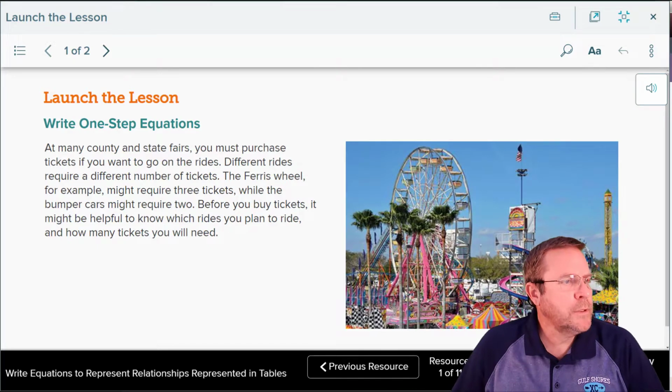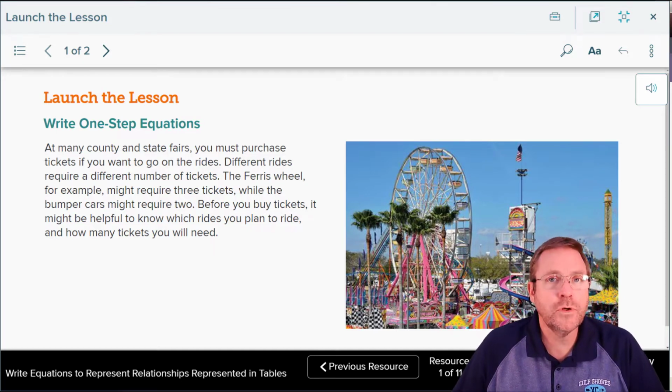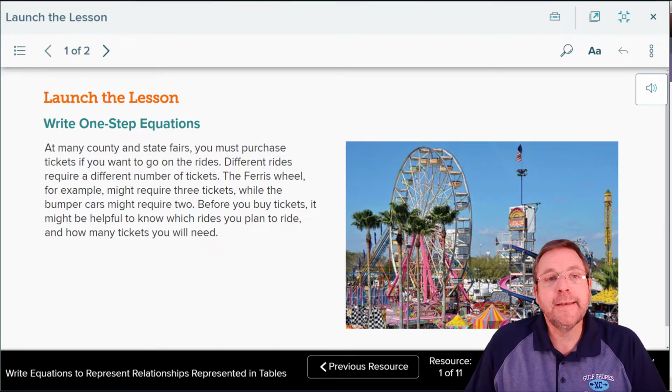At many county and state fairs, you must purchase tickets if you want to go on the rides. Different rides require a different number of tickets. The Ferris wheel, for example, might require 3 tickets, while the bumper cars might require 2 tickets. Before you buy tickets, it might be helpful to know which rides you plan to ride and how many tickets you are going to need.